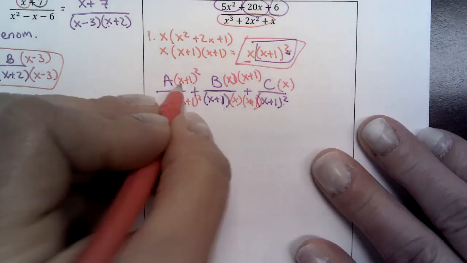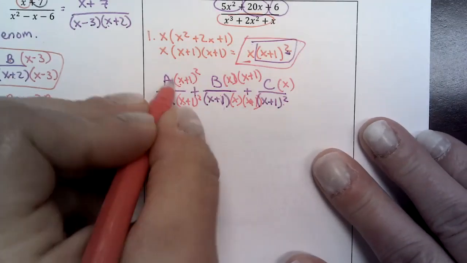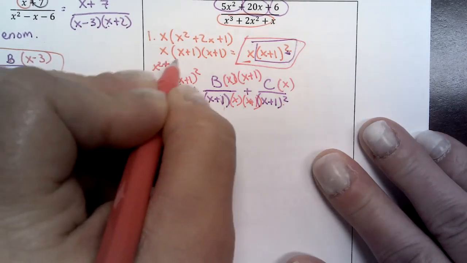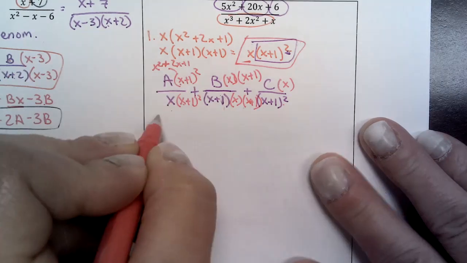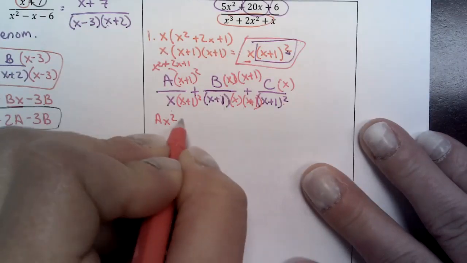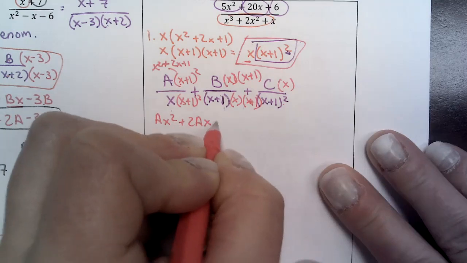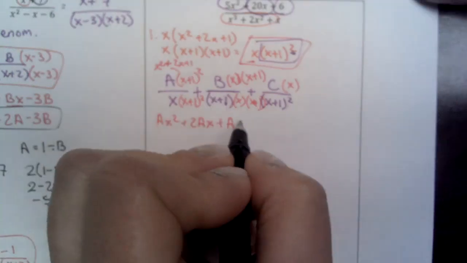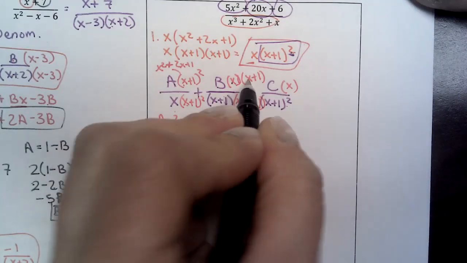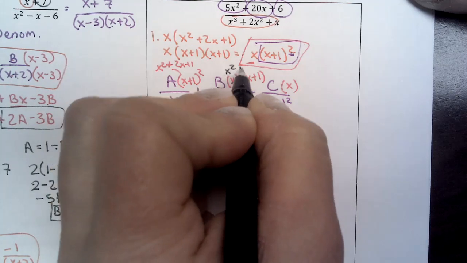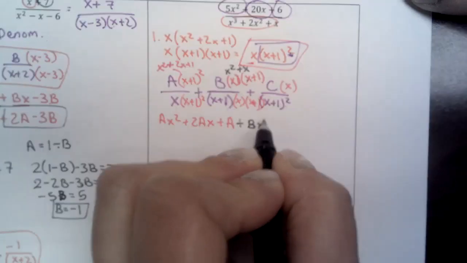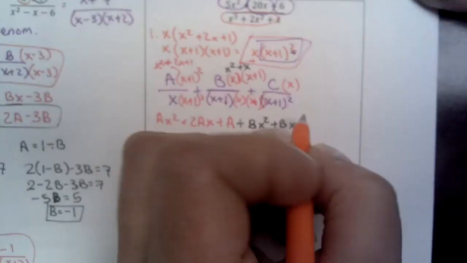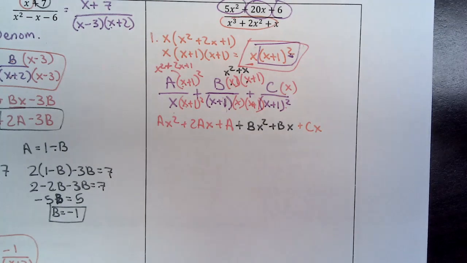I'm going to go ahead and do x plus 1 squared. So x plus 1 squared is x squared plus 2x plus 1. So I have a x squared plus 2ax plus a. Now I'm going to do my b piece, plus b times that. If I multiply that, that's x squared plus 1x. So that's going to be bx squared plus bx. And then I'm going to have my c, which is just cx.